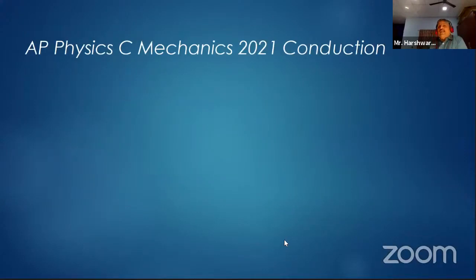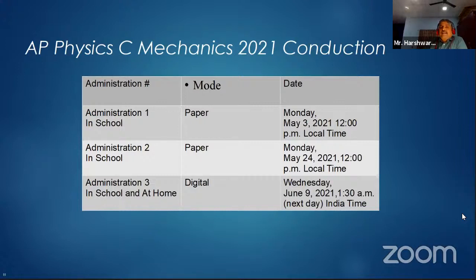Now coming to the AP Physics C Mechanics 2021 administration. As I said, there are going to be 3 administrations. One is in school, that is Monday, the 3rd of May 2021, 12 p.m. local time. The mode would be paper and pencil. So I strongly recommend, if possible, try to appear in the first or the second administration itself, because doing it in paper and pencil mode would be much easier compared to doing it in the digital environment. The second administration is on 20 May, 12 p.m. local time, that is India time.